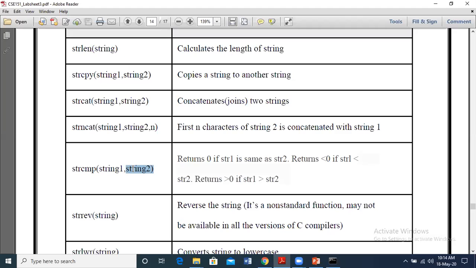Okay. So here it will compare two strings basically. If string 1 is equal to string 2, it returns 0. If they are not equal, it returns a non-zero value.